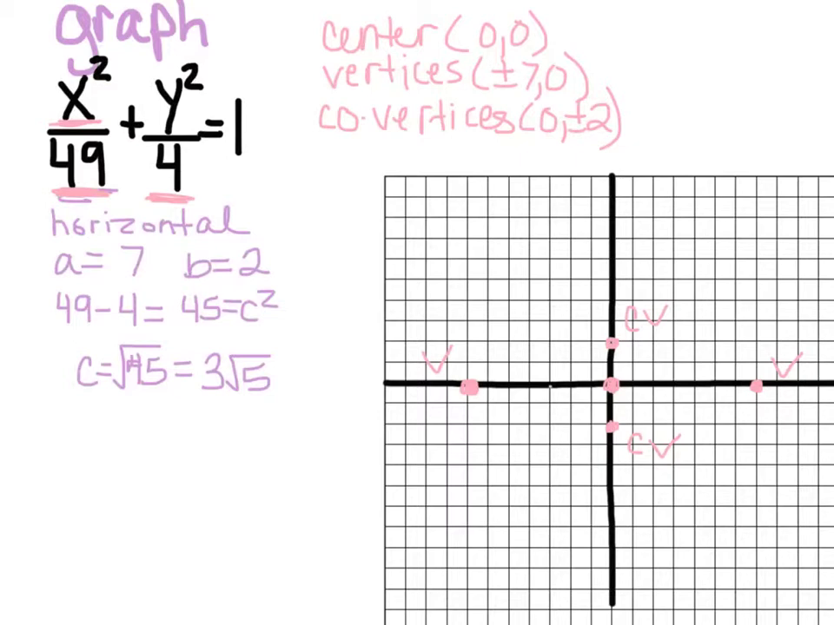And our foci, which go on the major axis, so in this case the x-axis, are going to be positive and negative 3 root 5, 0. 3 root 5 is about 6.7. So your foci in this case are going to be right next to your vertices. So we've got everything plotted. All we need to do is connect the dots to make our ellipse, and we're finished.